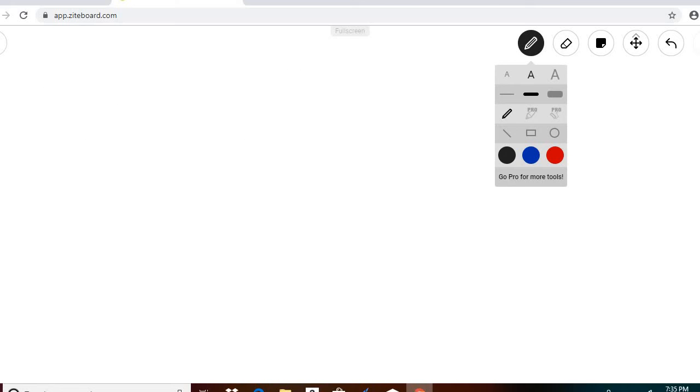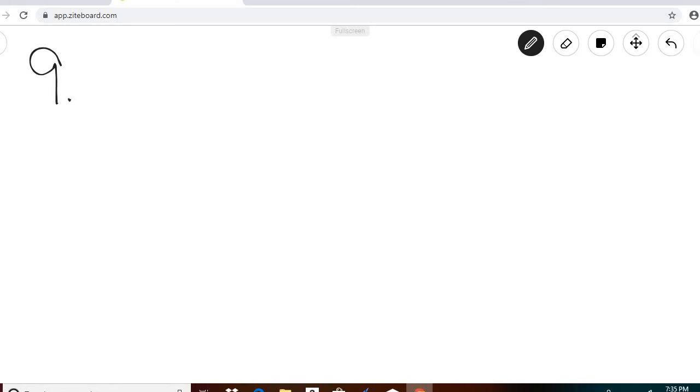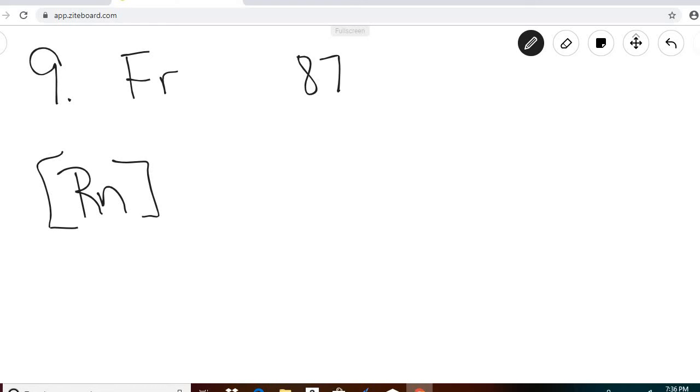Okay, then number 9 asks us for the abbreviated electron configuration for Fr. So Fr is francium, and it's number 87 on the periodic chart, and it's in row 7. So what you need to do is drop back to row 6, column 8, which is Rn, put that in brackets, and then you just pick up with the next row for the electron configuration. So it would be 7s1.